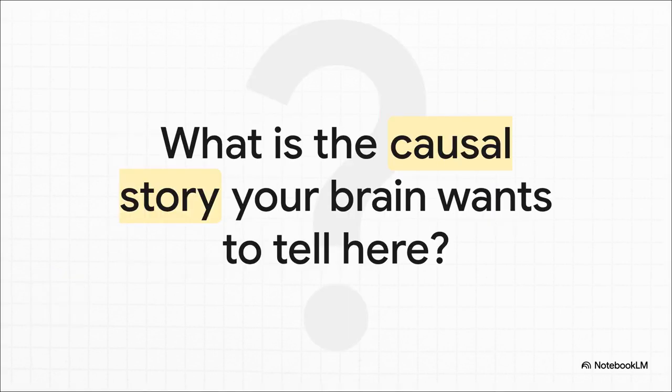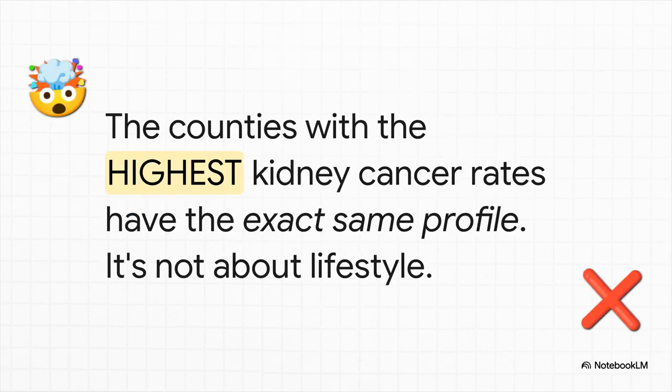So go ahead, what's your hypothesis? What's the narrative that makes sense of these facts? What story is your brain trying to tell you right now about why rural life might lead to lower cancer rates? And now, here's the twist. This is the part that breaks almost all of those neat little stories. The counties with the highest rates of kidney cancer have the exact same profile. They are also mostly rural, sparsely populated, and traditionally Republican.